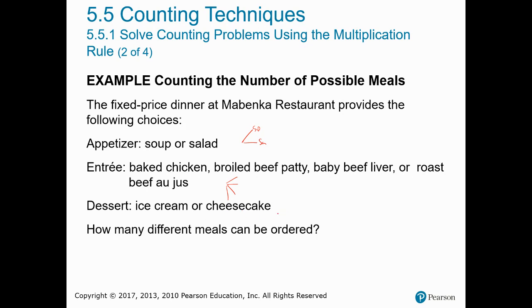And then you pick either ice cream or cheesecake. That's 2. So the number of different meals are 2 appetizers, 4 entrees, 2 desserts. So you just multiply them together because choosing the soup or salad doesn't affect how you choose your entree.